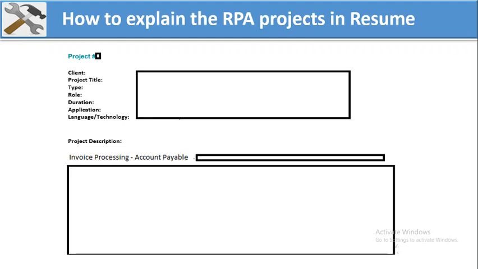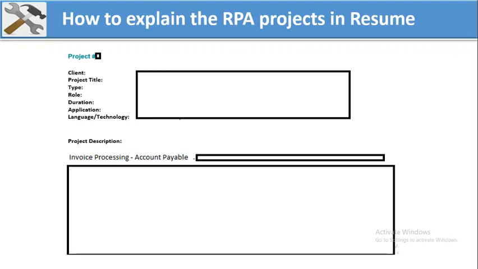It is not always advisable to give the name of the clients, because some clients' names are very confidential, so you cannot share them. In that case, you can write that the client name is confidential, and give the project title and the type of the project, whether it was a full time project or a POC, and what your role was. Were you the developer, senior developer, software engineer, process designer, solution architect or manager? You can give the role.